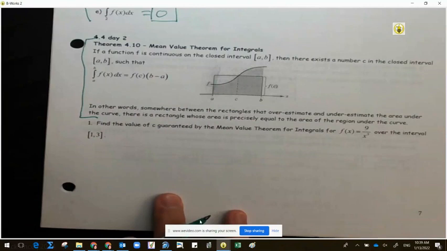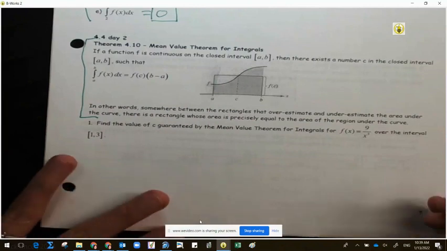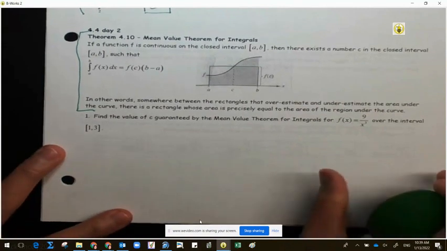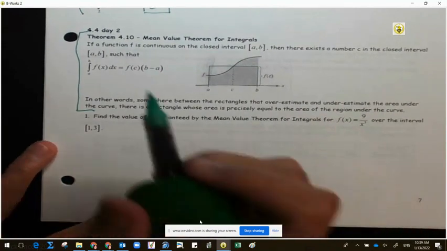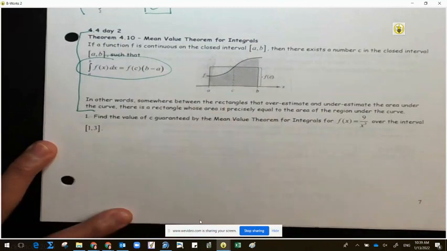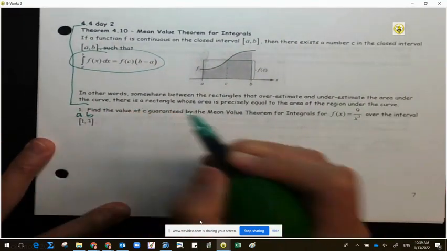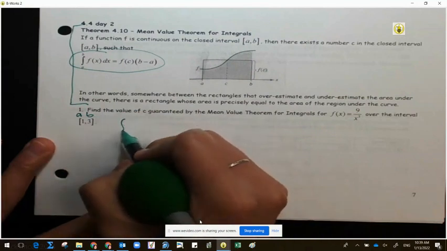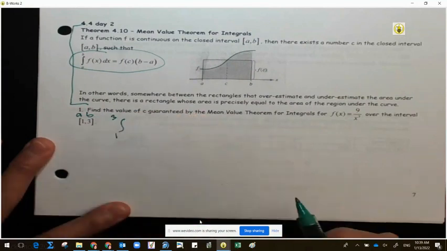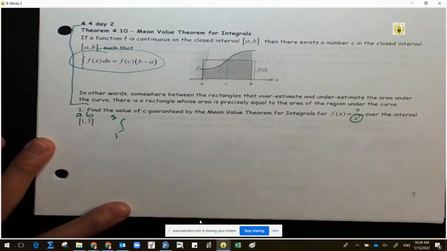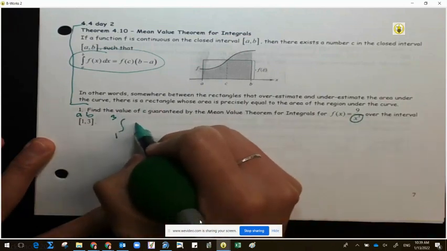Find the value of c guaranteed by the mean value theorem for integrals for f of x equals 9 over x cubed over the interval 1 to 3. So let's mimic the formula that we wrote on the flashcard. So here's our a, b, that's our interval. So we're starting from 1 to 3. And our equation for this one, I'm going to rewrite this since I have to integrate, and it's easier when I bring that to the top.